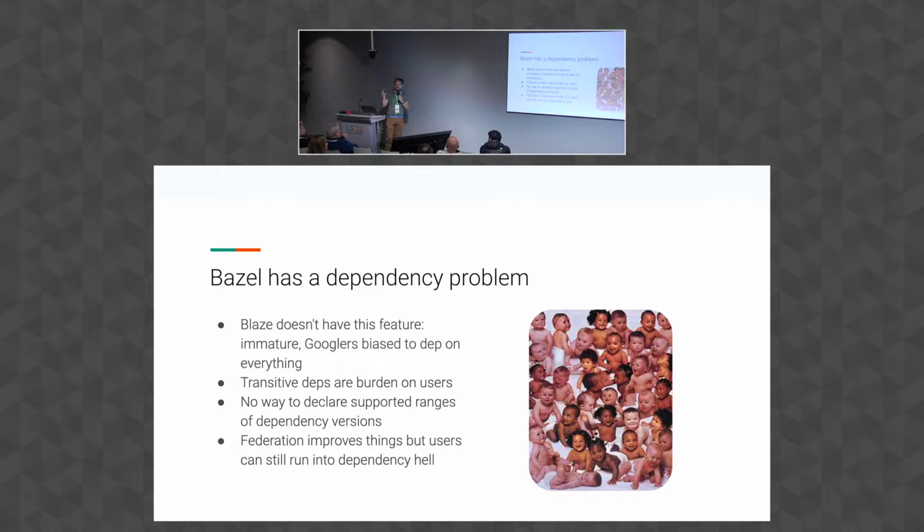Rules Go probably works with a range of Skylib versions, but you only know one of them, which is the one that it currently says it depends on, which makes it harder for you to do the computation to resolve what version you can use. And so the Federation, we're looking forward to the Federation.